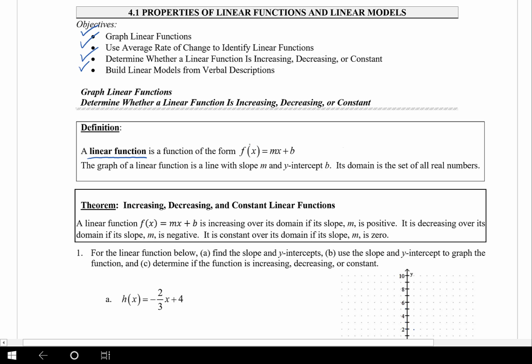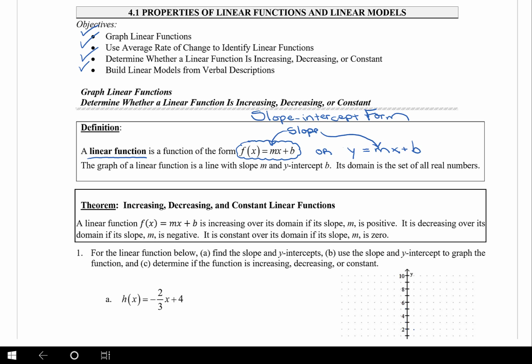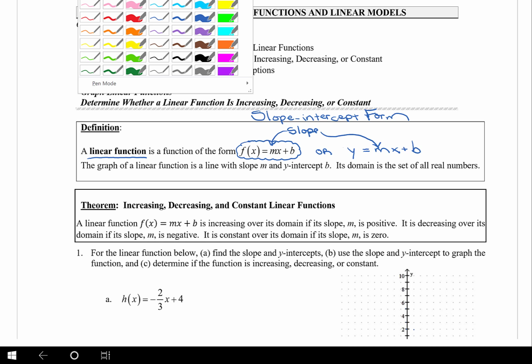A linear function is a function of the form f(x) = mx + b. Or another way to think about this is y = mx + b. And I know what you're thinking. Yes, this is basically slope-intercept form. You already know this. So when we're working with functions, yes, we like to have this solved for y. And instead of the y, oftentimes you'll see the f(x). The m is still going to represent our slope. The b is going to represent our y-intercept.